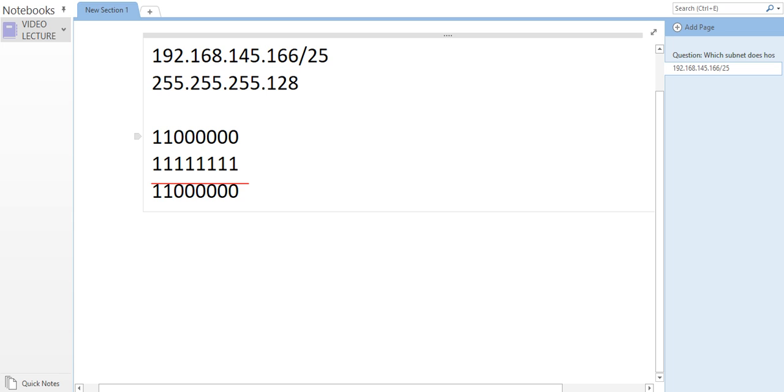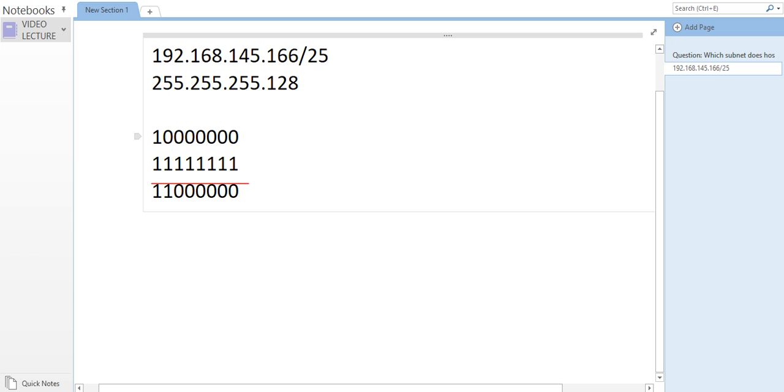So 166, converting it to binary, you start: can you subtract 128 from 166? Yes. If I subtract 128 from 166, what would be my answer? If you get that answer, then you try and subtract from the next place, the way I showed you guys how to convert from binary to decimal. So if I subtract 128 from 166, I'll be left with 38.